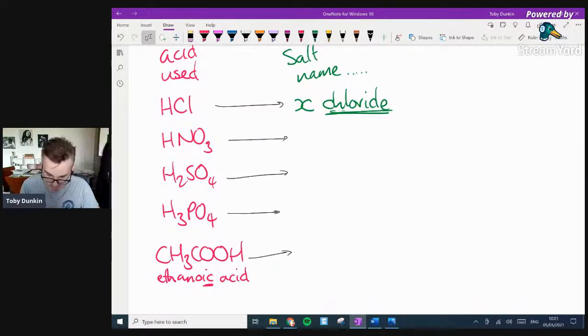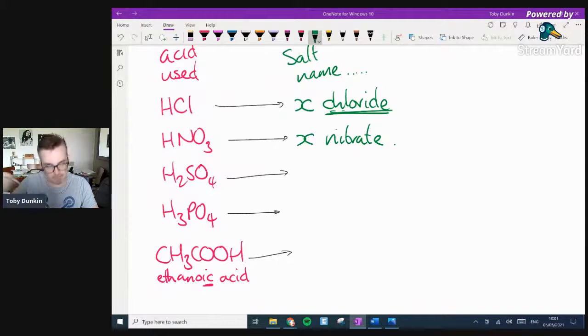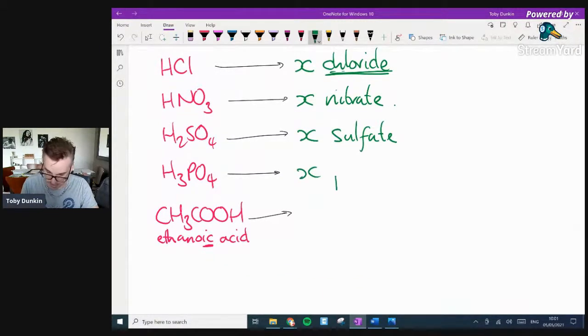Next one, which is going to be X nitrate. So if I use nitric acid, I'm going to form X nitrate. So if I made sodium nitrate, I used nitric acid in the making of it. Next, X sulfate. So if I used sulfuric acid, I'm going to make a sulfate salt. So if I had sodium sulfate, the acid used was sulfuric acid. Next, X phosphate. If I have a phosphate salt, sodium phosphate.